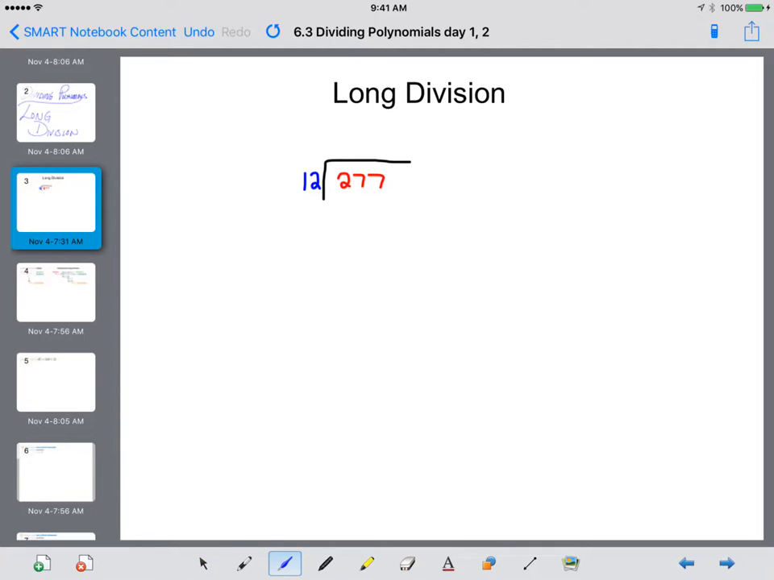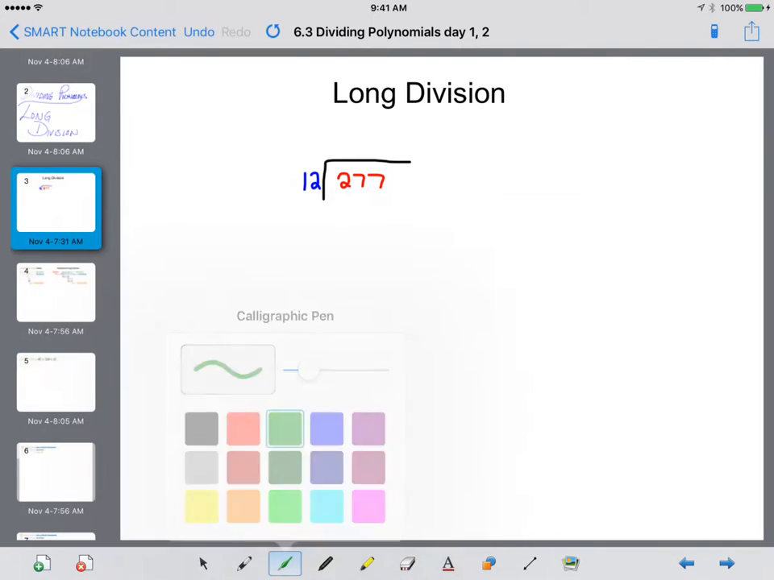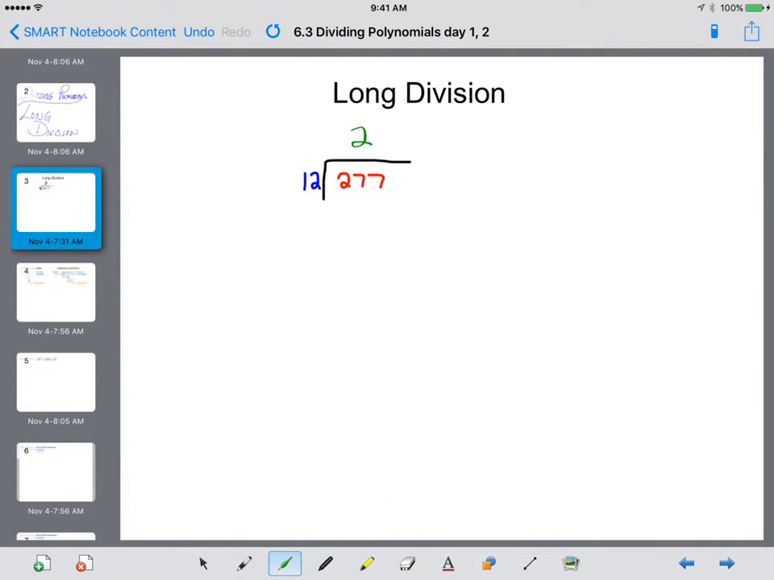So I'm going to change colors here. We would have 2. So 2 times 12 gives us 24, and we would subtract from here. 27 minus 24 is 3. Bring down the 7. Now we think, how many times can 12 go into 37 without going over? And that would be 3. 3 times 12 is 36. Subtract it, we get left with 1. And back in the day, you might have written 23 remainder 1.